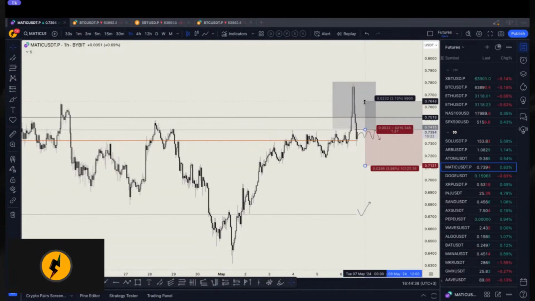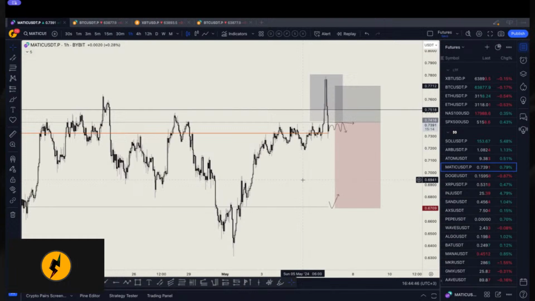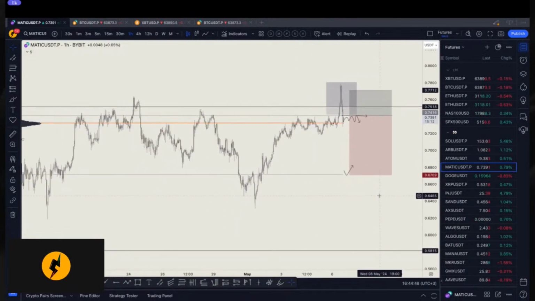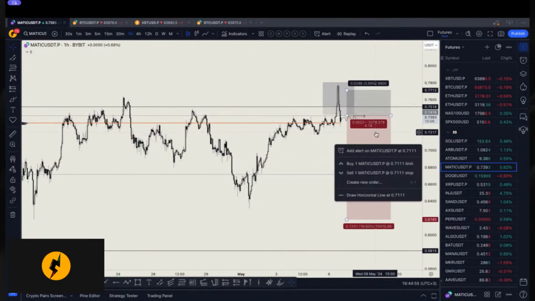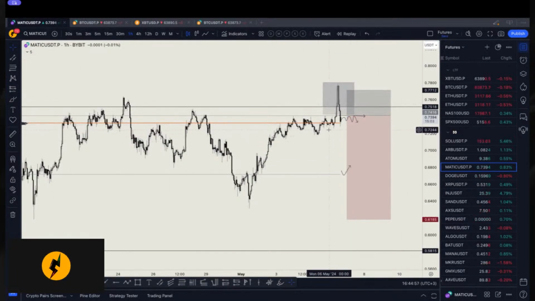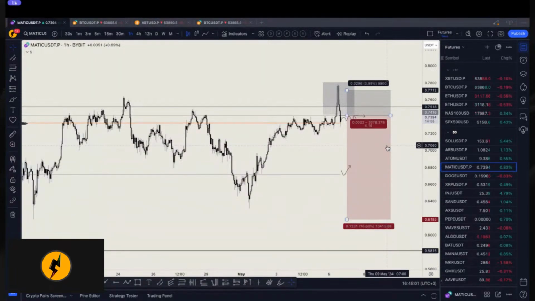Your stop loss is a little bit messy, but you can put it above this fair value gap and target this range, maybe even this low here. So this is what I'm looking for if we're shorting MATIC. Of course, I don't have any position right now.